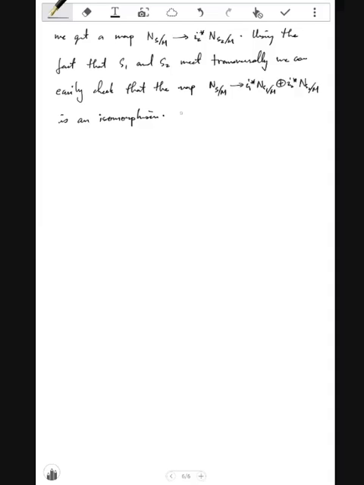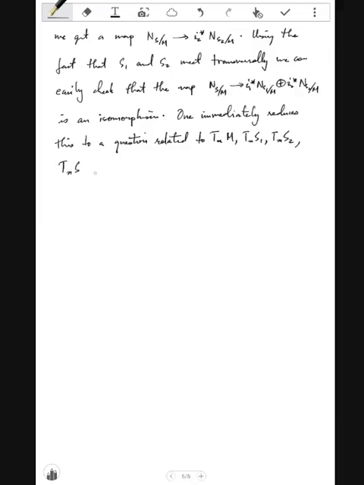So one immediately reduces this to a question related to T_x M, T_x S1, T_x S2, T_x S, where x belongs to S. And then it is easily checked. So this is left as an exercise.